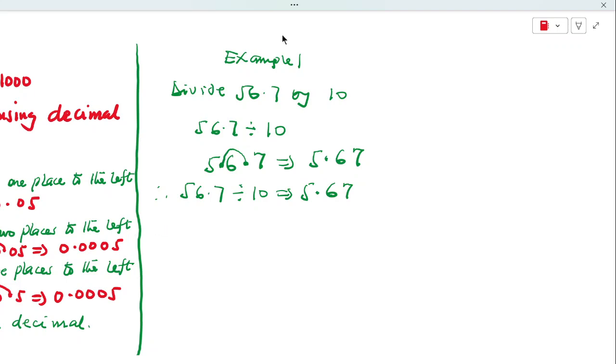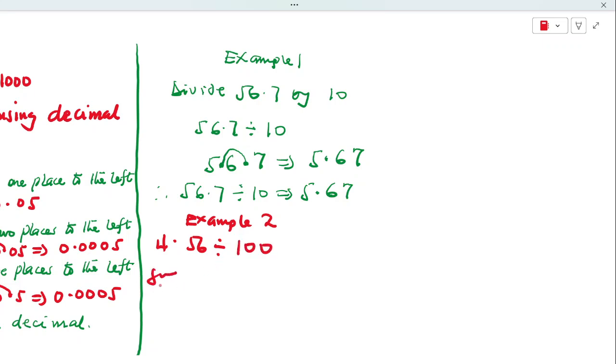So example number 2, we have to divide. So let me write it in mathematical statement straightforward, okay? So we have 4.56 divided by what? 100.